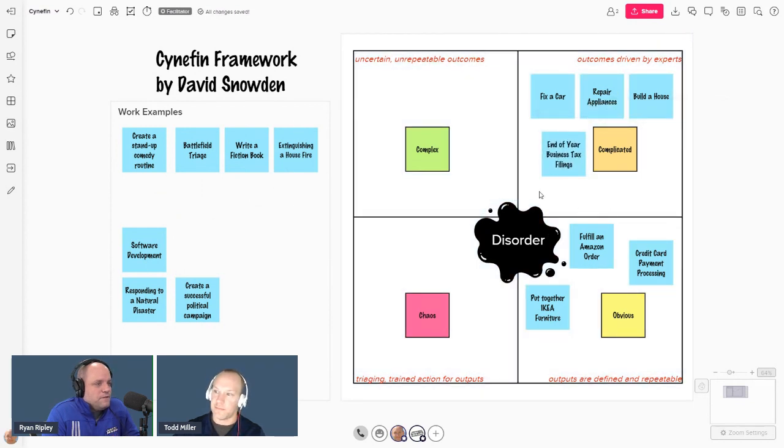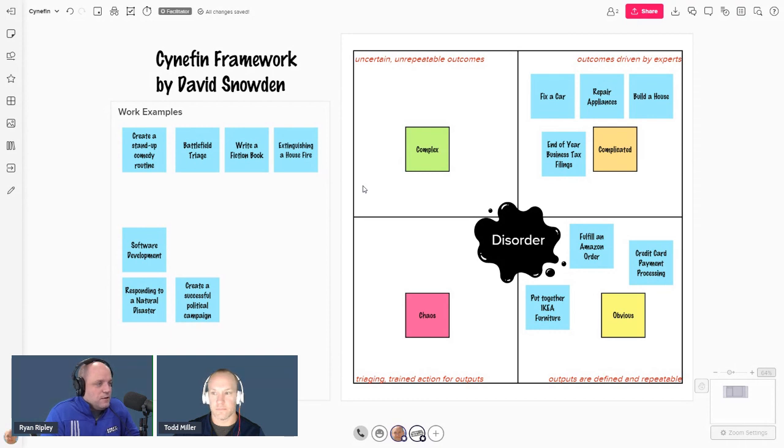When I see fixing a car, repairing appliances, building a house, or even end-of-year business tax filings, what I visualize in all four of these, Todd, is an expert involved. Absolutely. There has to be. For business tax filings, you and I have hired a great CPA to help us with Agile for Humans to keep us out of tax trouble.